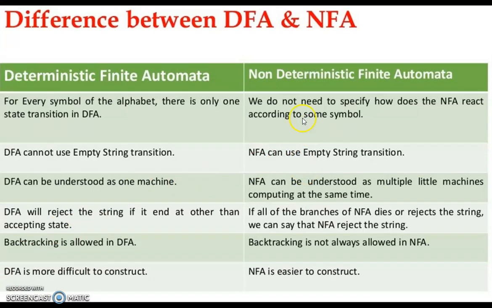In non-deterministic finite automata, we do not need to specify how the NFA reacts according to each symbol. NFA can use empty string transition. NFA can be understood as multiple machines computing at the same time. If all of the branches of the NFA die or reject a string, we say that the NFA rejects the string. Backtracking is not always allowed in NFA. NFA is easier to construct.